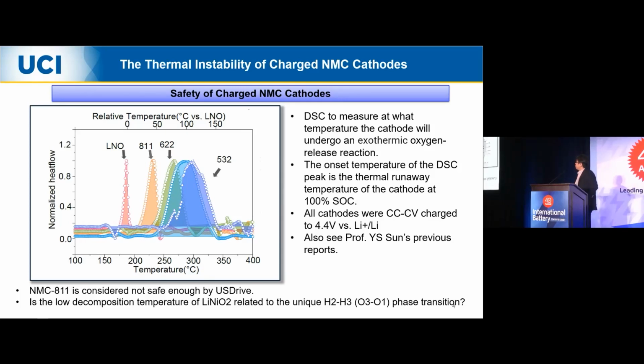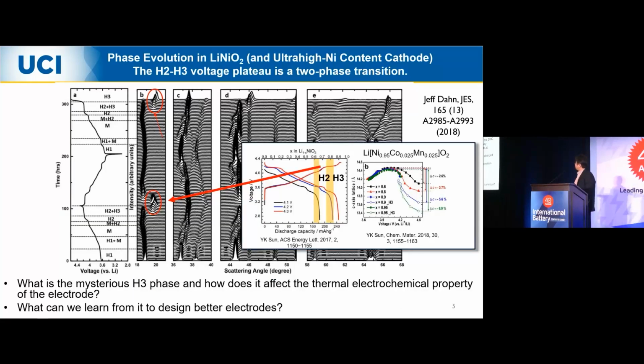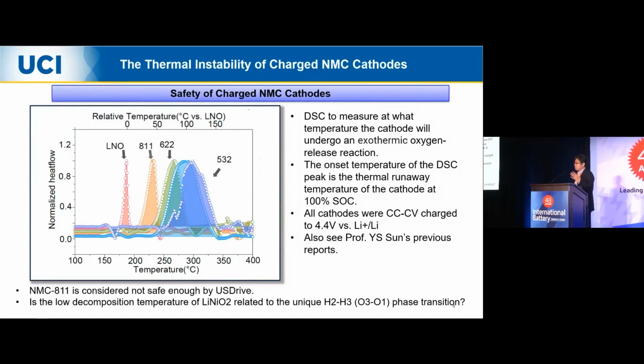So here's showing the differential scanning calorimetry measurement of at what temperature the charged cathode will undergo this exothermic oxygen release reaction. It is basically a metric for the thermal stability or the safety of your cathode material. And if you look at that, the 532 or 523 is actually the most stable one. That's why many EV makers still use 532, although it's very expensive.